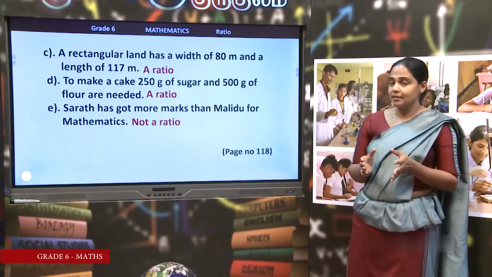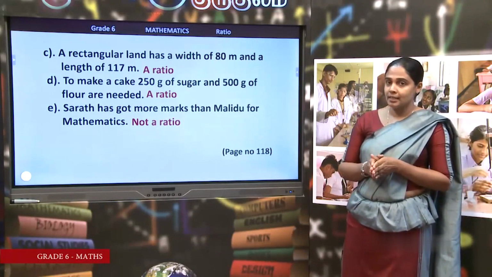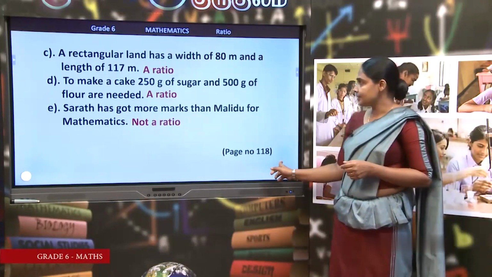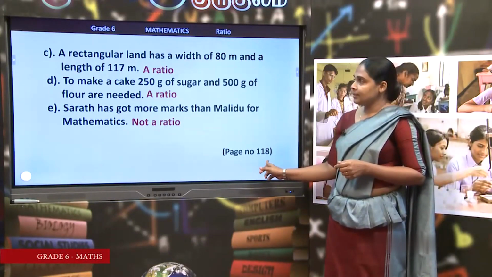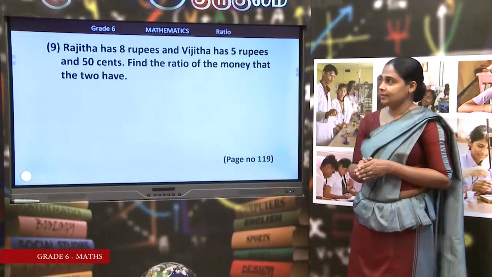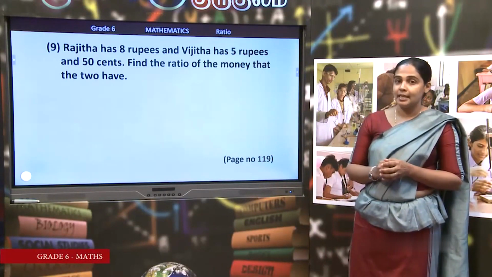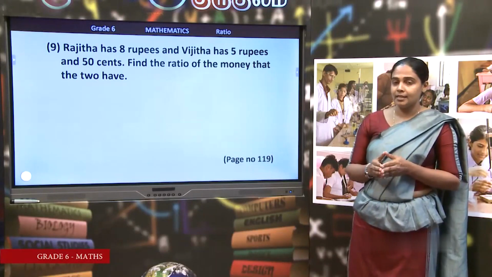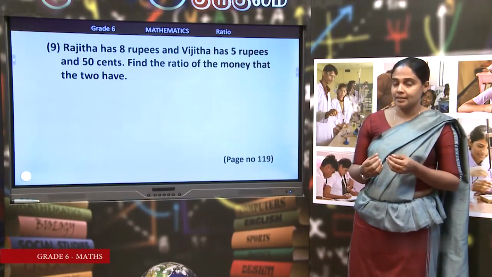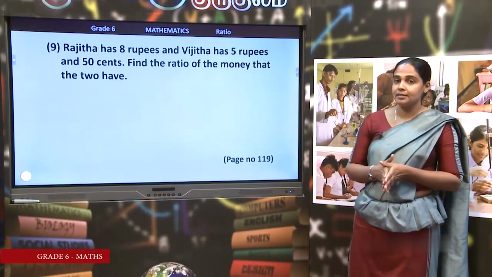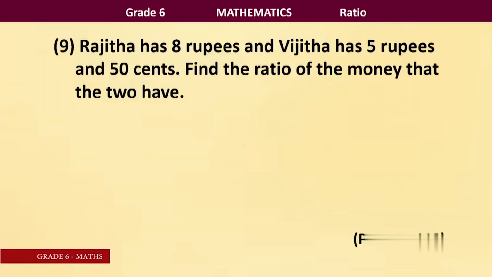My dear kids, are you happy to go to another question? Then I selected question number 9. It is on page number 119. First read it well. Then before my answer, try to get your answer. Rajita has 8 rupees and Vijita has 5 rupees and 50 cents. Find the ratio of the money that the two have.